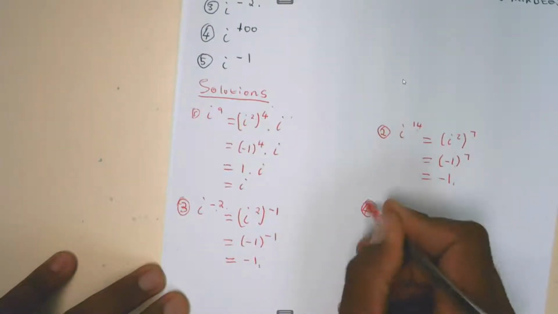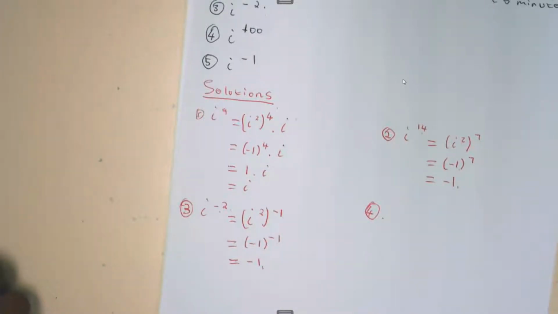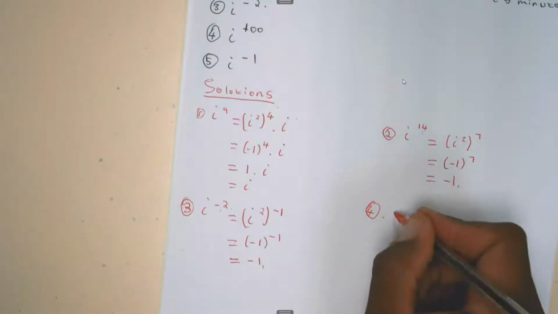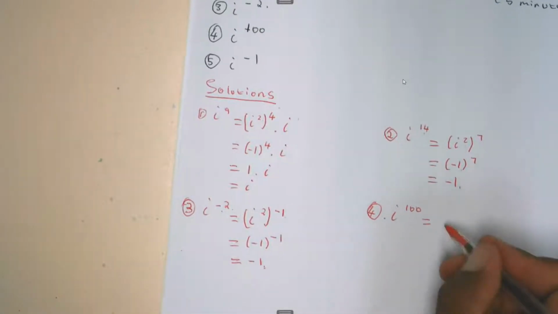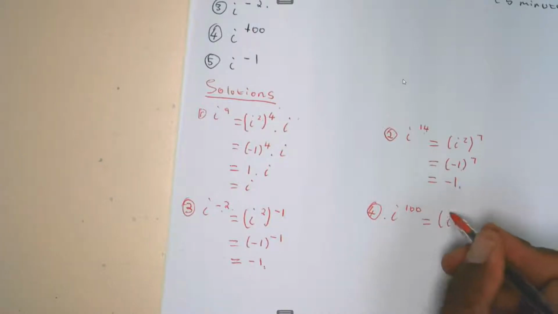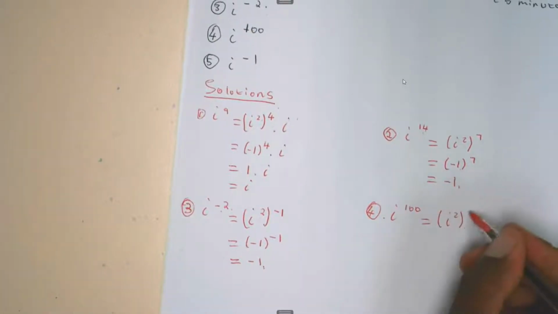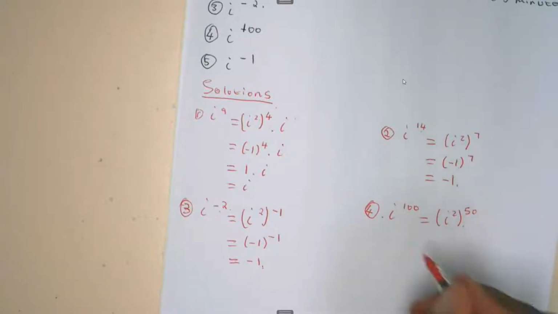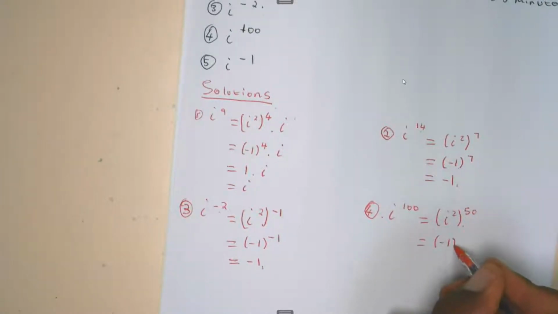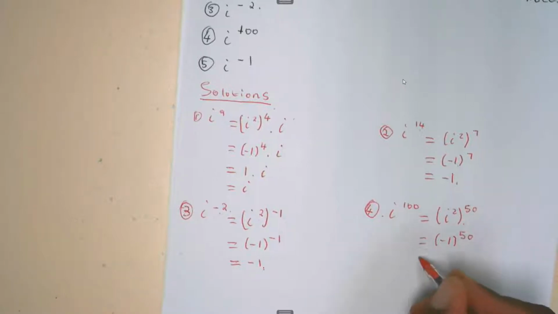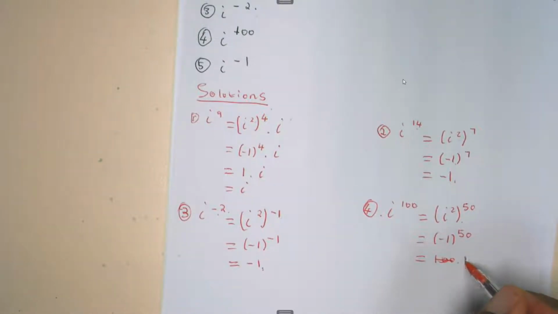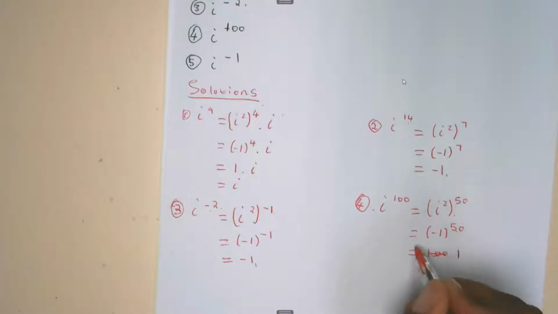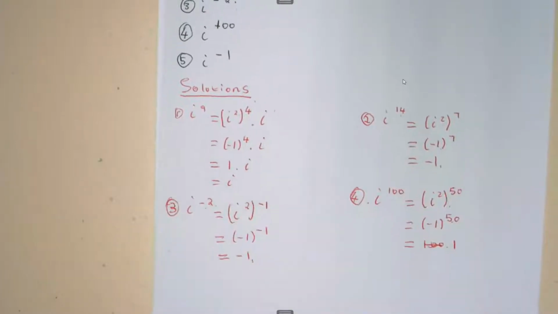And number 4, we have i to the power of 100. Remember, I said we mostly deal with i squared. So we multiply it by 50, it gives us 100. That will be minus 1 to the power of 50. Oh, my bad. That will be 1, because this is an even number. Minus 1 to the power of 50 will be 1.